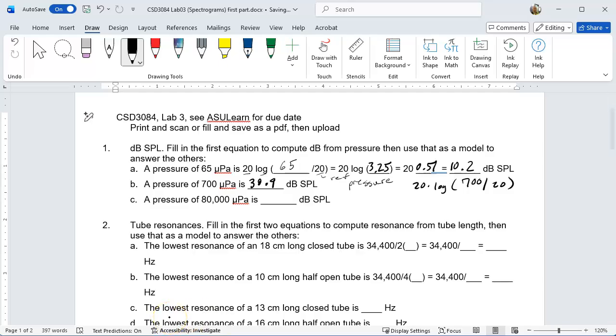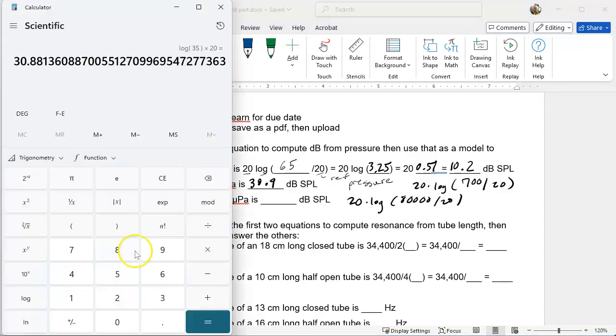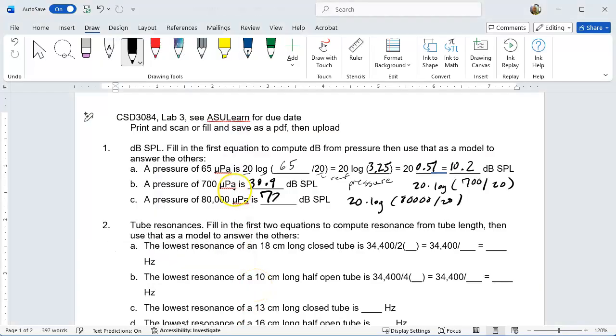And then last but not least, if I jump up to 80,000, like I talked about in class, I'm taking big jumps in pressure. But when I turn them into dB, they become not quite such crazy jumps. I have 80,000 divided by 20. Take the logarithm of that, 3.6, multiply that by 20, and I get 72.0 if I keep it at one decimal place.